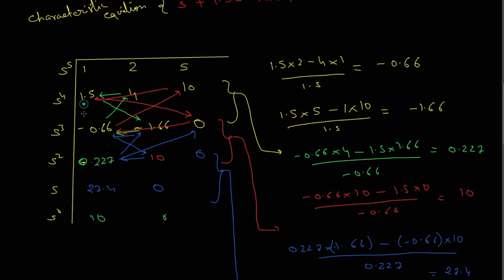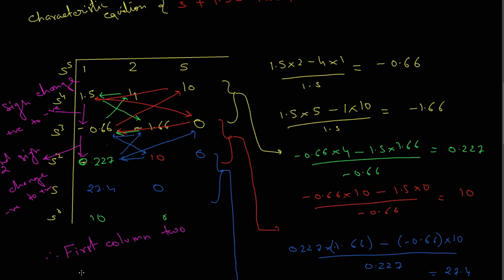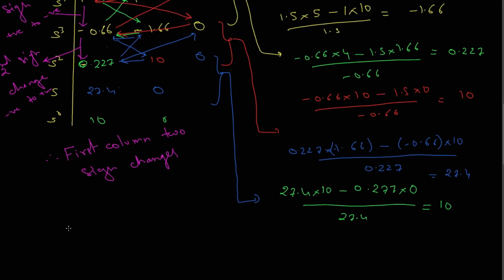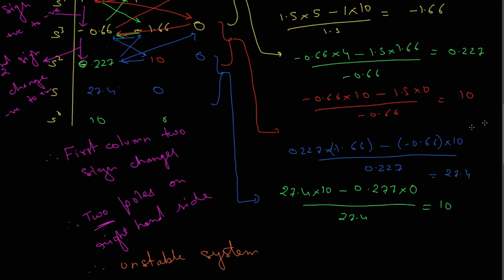Now we will analyze the first column. Here we can see that when we go from S raised to power 4 to S raised to power 3, we see that there is a sign change, that is a sign change from positive to negative. And now when we go from S raised to power 3 to S raised to power 2, there is again a sign change from negative to positive. So here we can see that there are two sign changes, which by RH criteria implies that there are two poles in the right hand side of imaginary axis, thus making the system unstable.